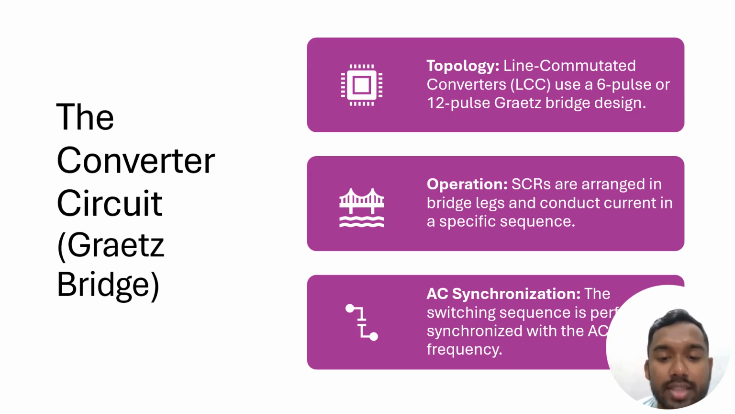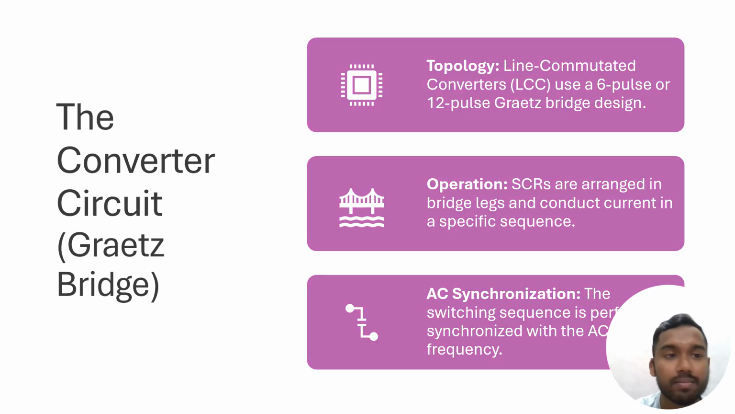They do not just stay on all the time. Instead, they conduct current in a very specific continuous sequence. This sequence is perfectly synchronized with the 50 or 60 hertz frequency of the AC grid. By taking turns conducting the positive and negative halves of the AC cycle, the bridge effectively rectifies the alternating current into a single continuous high voltage DC flow. And now let's jump to the next slide.